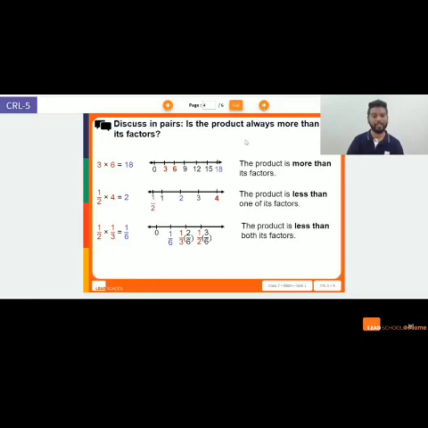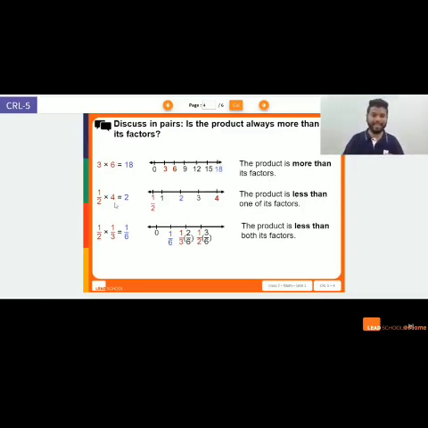Let us find out. Now what we did here is we drew a number line to imagine or visualize how the numbers look like. Correct? Here you can see on a number line, my number A, I have 3. In the name of B, I have 6. When I multiply these two, the product 18 is definitely greater than 3 and 6. Correct? The product is more than its factors.